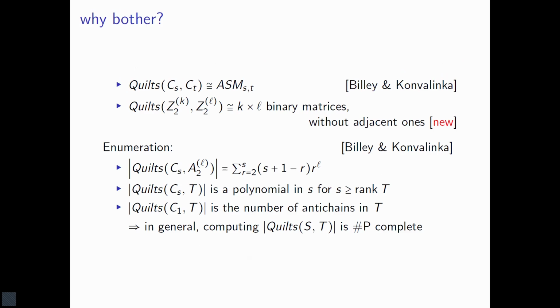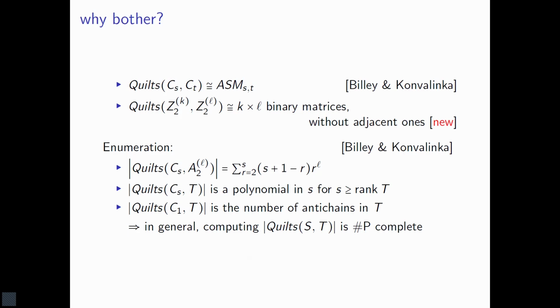And now let's look for other quilts which are interesting. One example we found, it's new, is if we take the quilt built by this zigzag poset with another zigzag poset. In this case, we get K times L binary matrices without adjacent ones. Which is somewhat nice, I think.